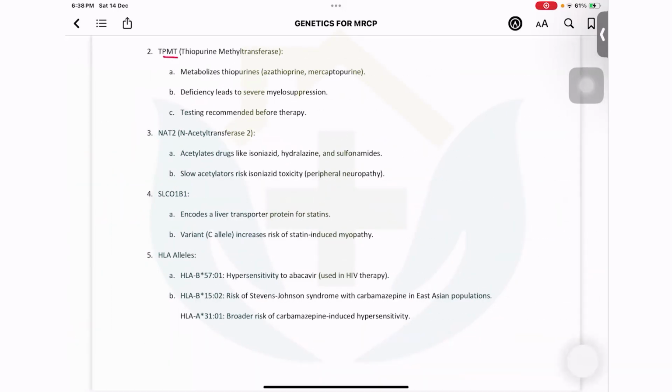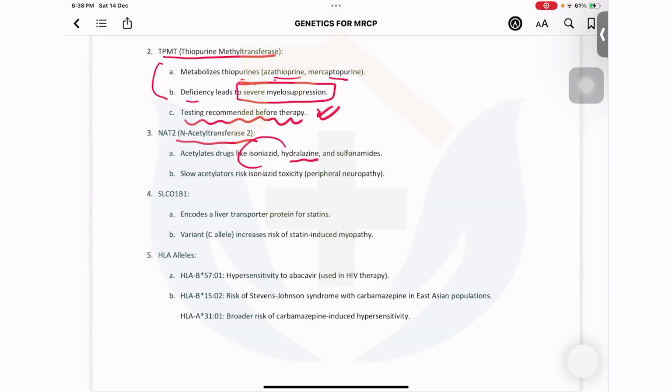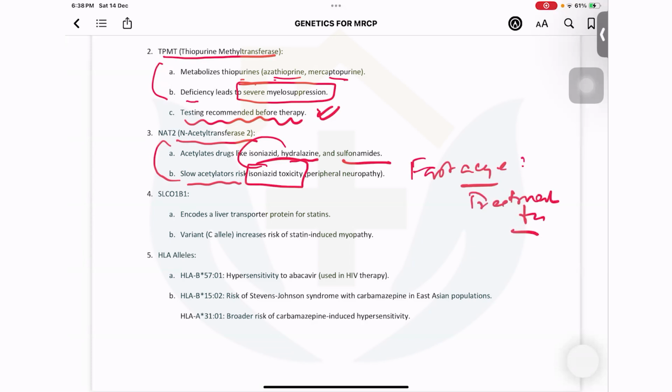Same way, TPMT, thiopurine methyltransferase, metabolizes thiopurines like azathioprine and mercaptopurine. Deficiency of this enzyme will lead to overdose, leading to severe myelosuppression. Testing is recommended before therapy. Same way, N-acetyltransferase 2 metabolizes drugs like isoniazid, hydralazine, and sulfonamides. If people are slow acetylators, they risk isoniazid toxicity, and in those who are fast acetylators, treatment failure can occur. Treatment failure will lead to tuberculosis not being treated properly.